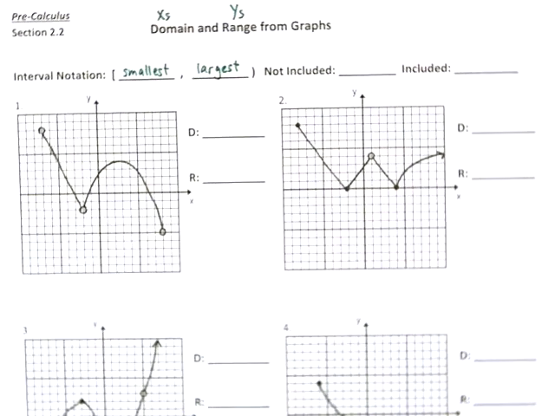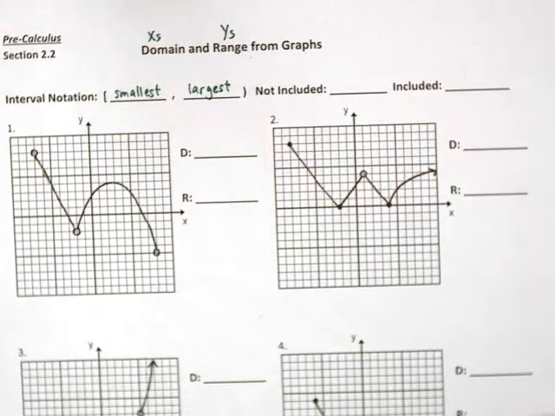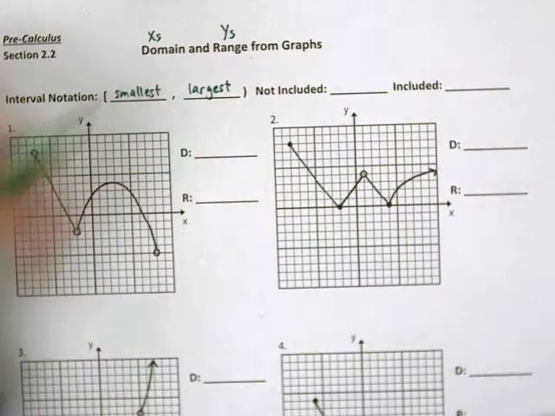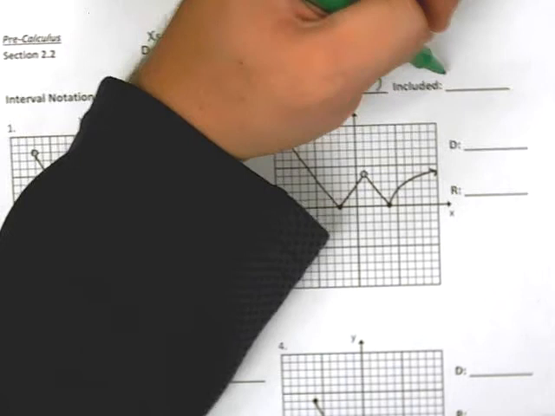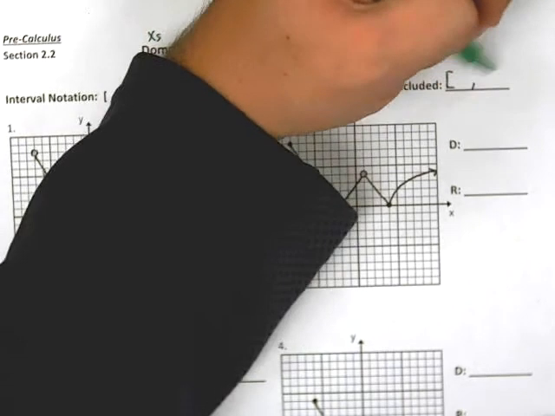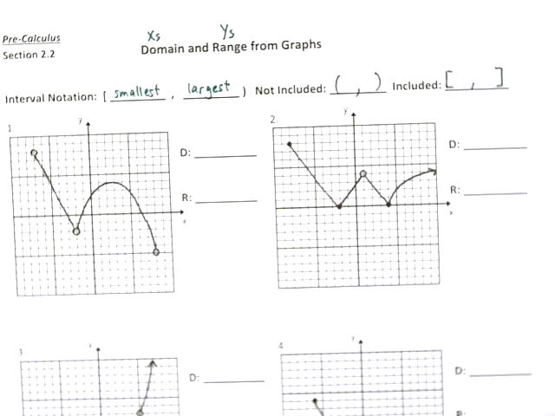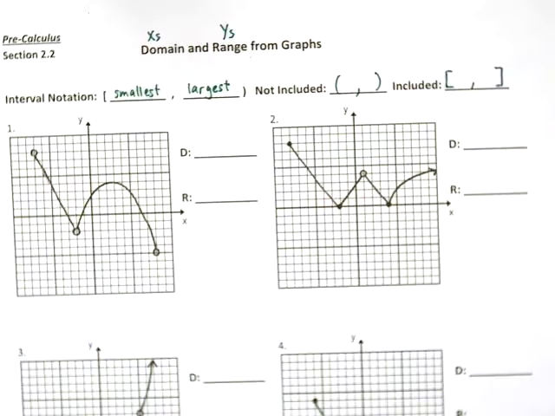All right, last little piece to refresh. Remember, if a point is not included, we have to use parentheses. And if a point is included, we use our square brackets. Okay, square brackets. So, we were working on this a little bit the other day.